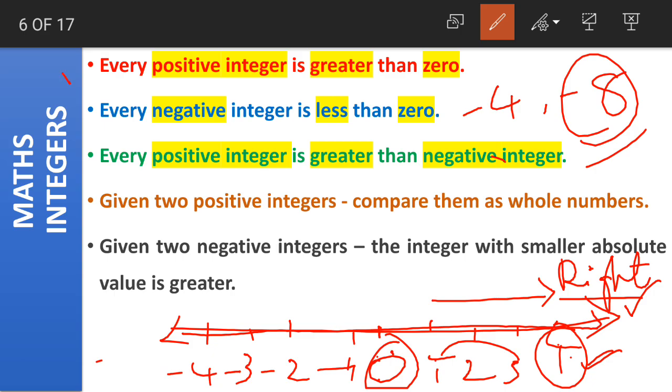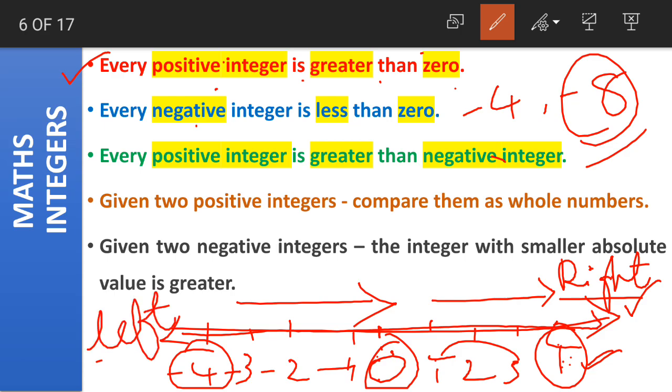Does this point satisfy here? Every positive number is greater than 0. 4 is a positive integer. It is greater than 0. It is on the right side. And every negative integer is less than 0. Again, if you consider a negative integer -4 and 0, -4 is on which side? -4 is on the left side. 0 is on which side? 0 is on the right side, right? 0 is on the right side and -4 is on the left side.